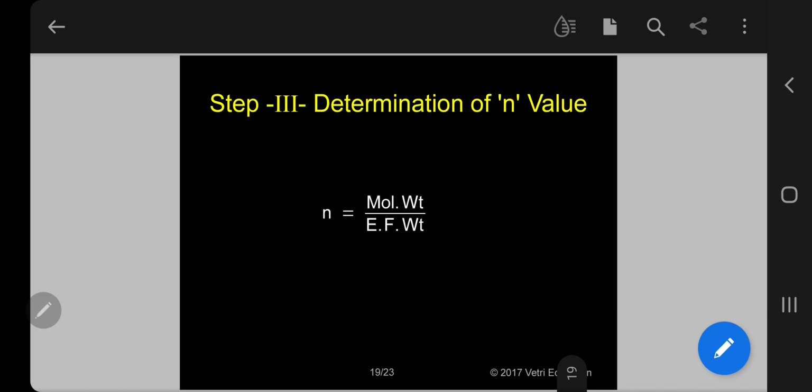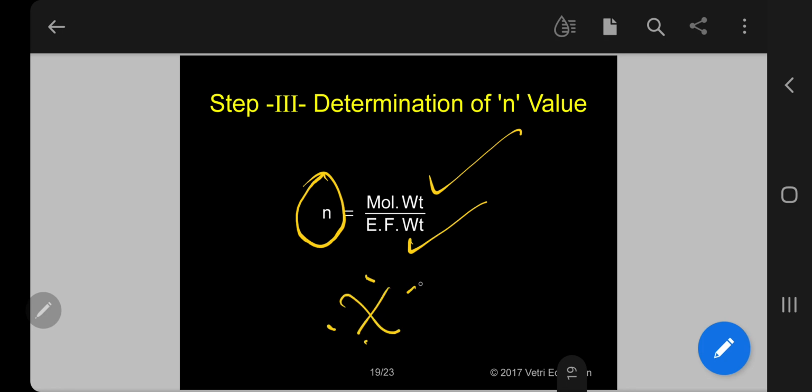What do we have to do now? We have to determine the n value. What is the n value? Molecular weight divided by empirical formula weight. That is the n value. Please keep it in mind. This is the most important.